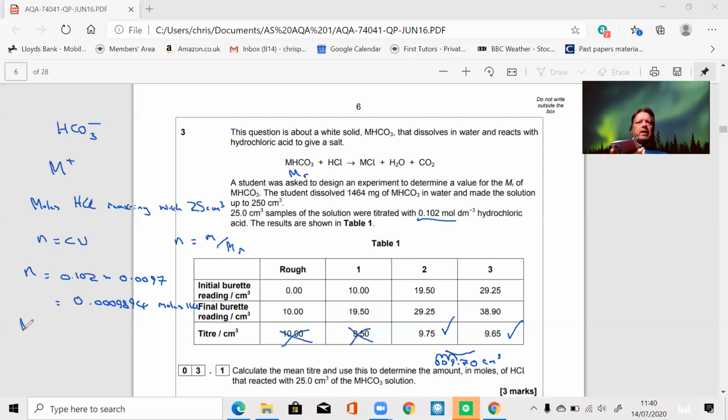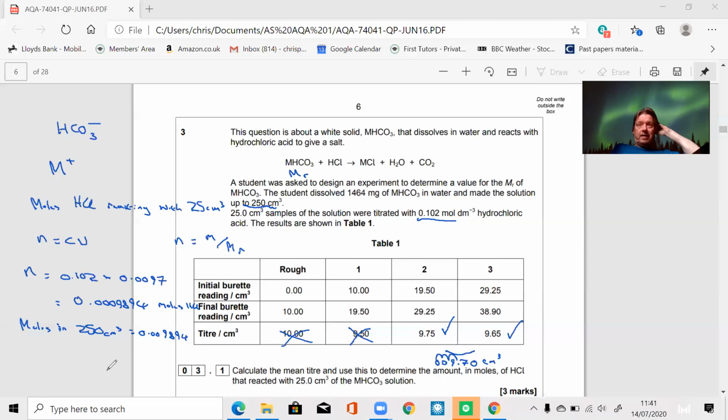So let's look at the moles of HCl in the 250, because we originally made it up to 250. But you're not going to titrate the whole 250. You'd either need 10 burettes full of HCl, or you'd need an enormous burette, which would be completely ridiculous. So we want the moles in 250. So all we need to do is get rid of one of the zeros, multiply it by 10. So now it's 0.009894.